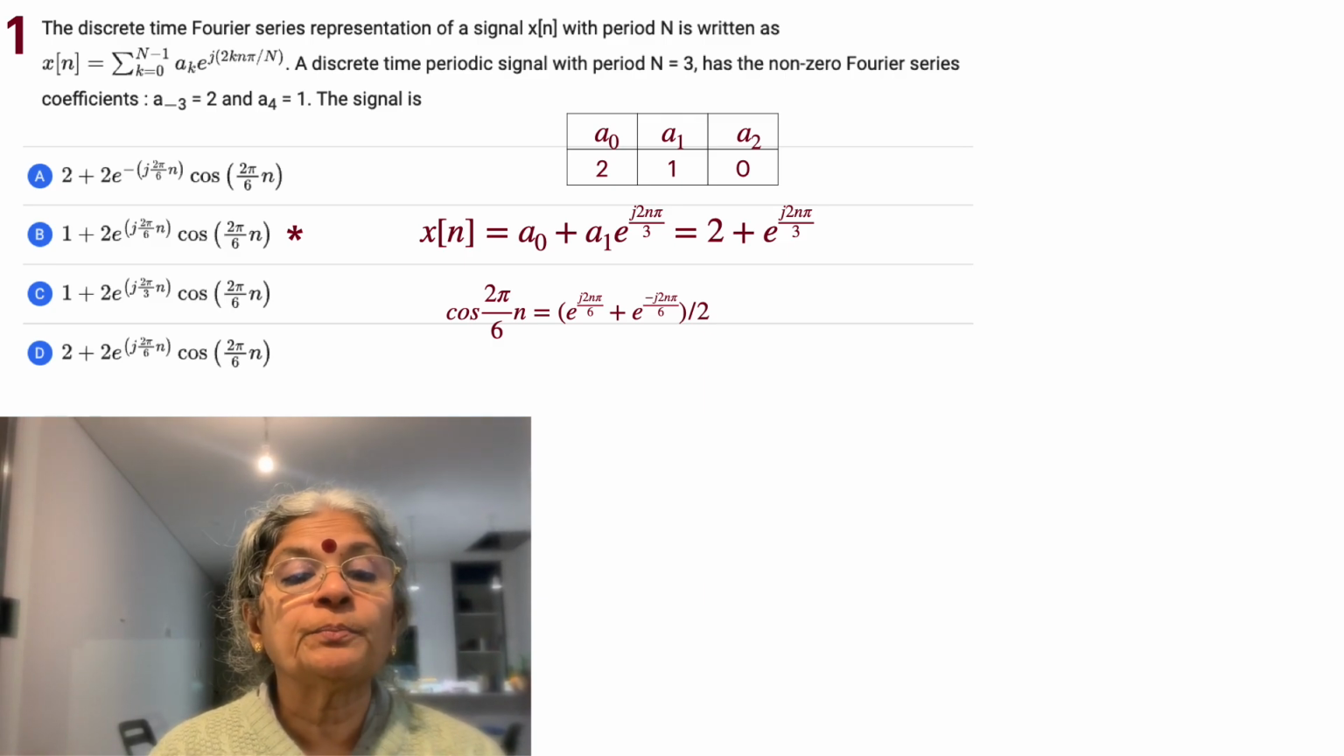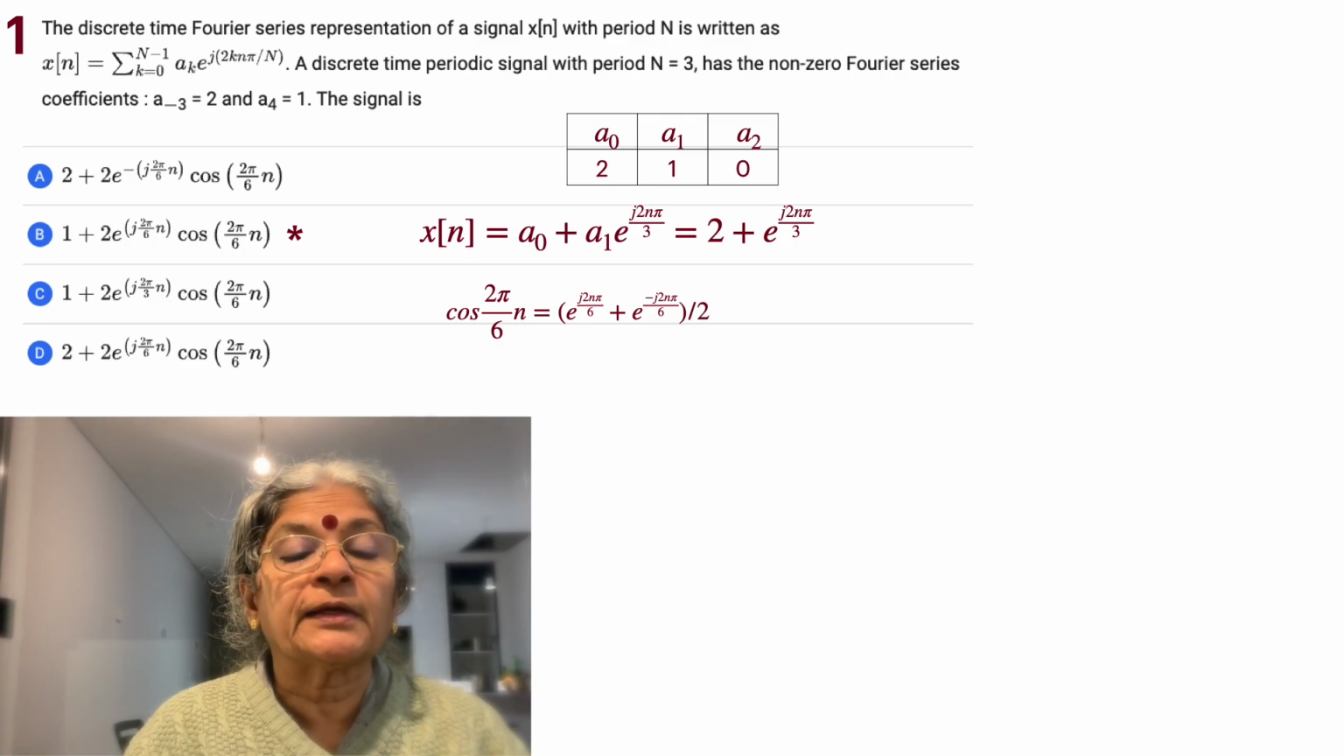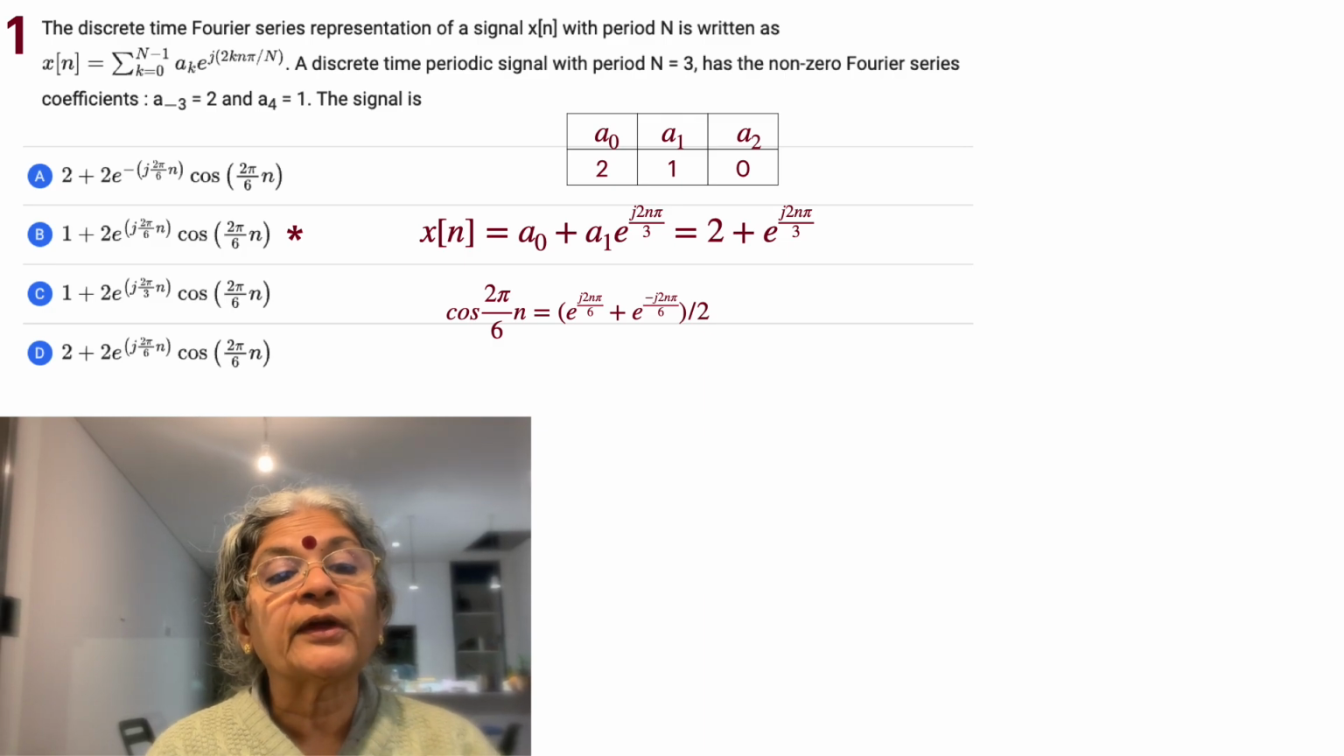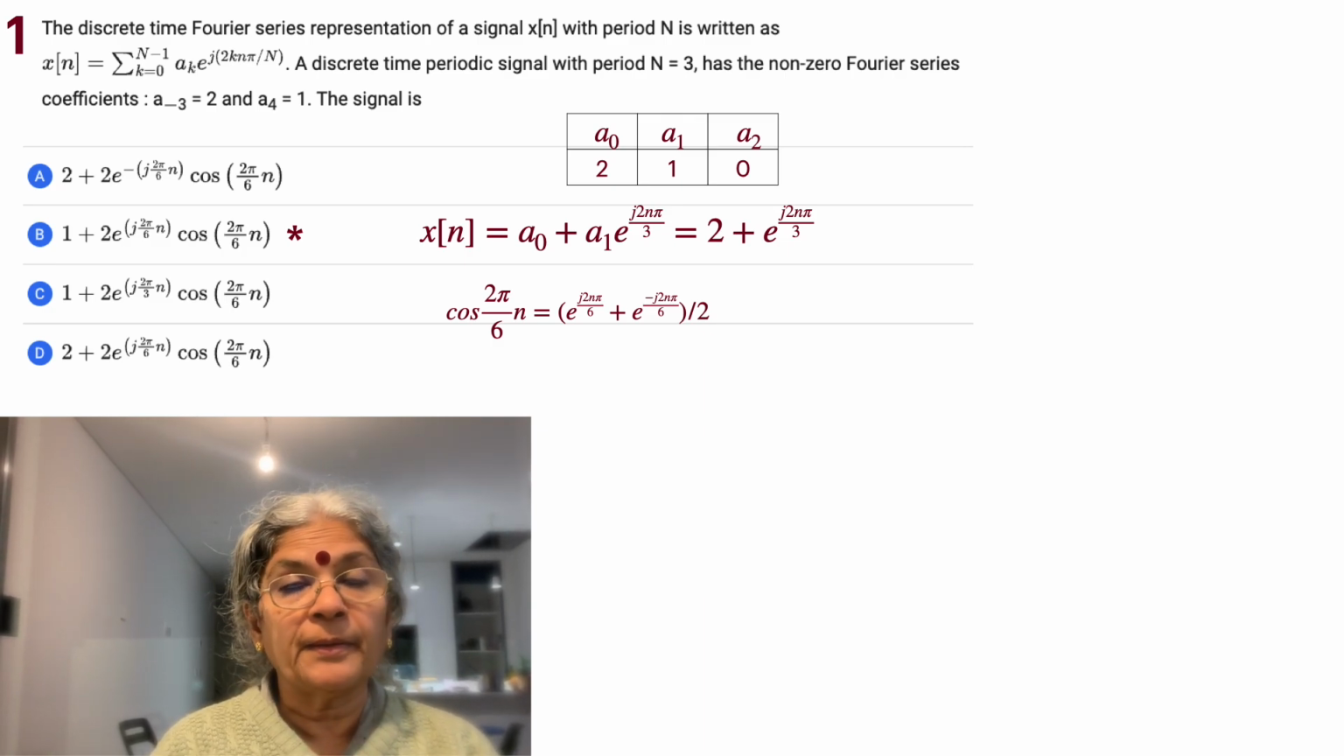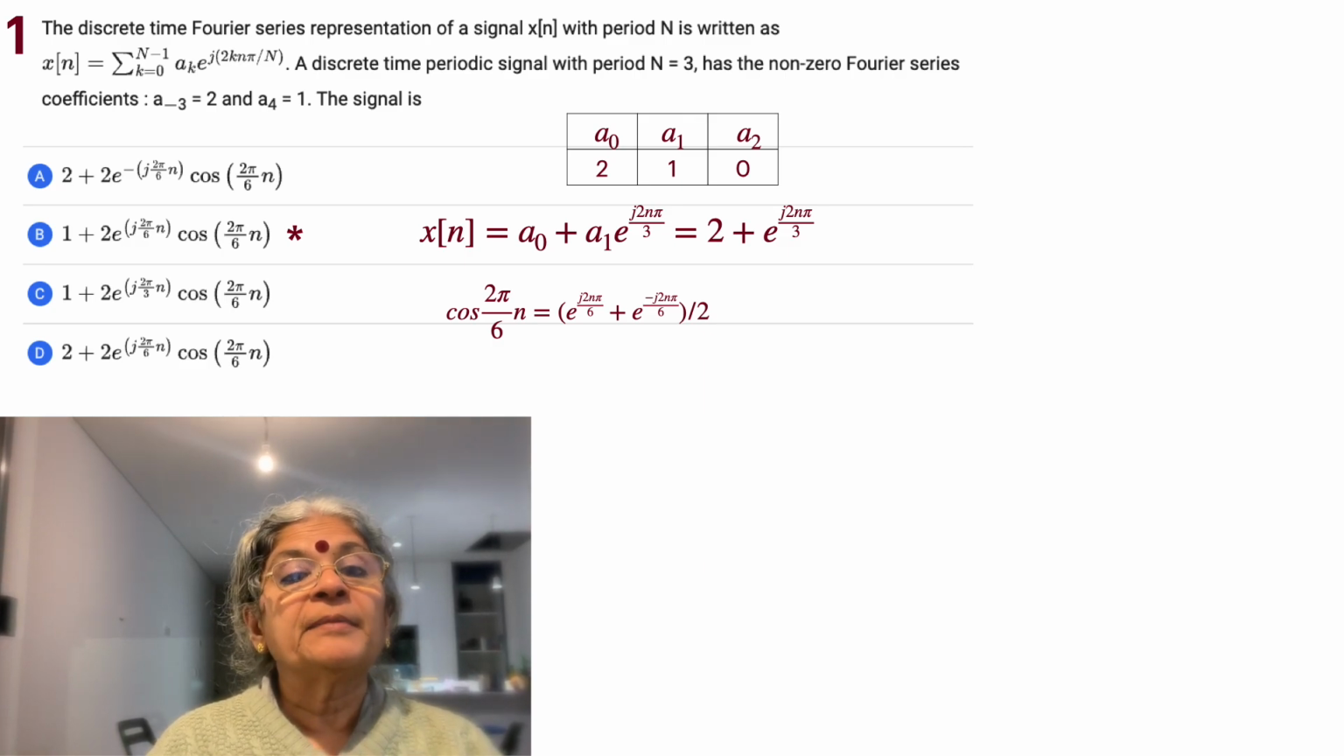So this cos 2 pi n by 6 we have not got in our series in our explanation. So what do we do? We try to find out what cos 2 pi n by 6 is. cos theta is e raised to j theta plus e raised to minus j theta, by 2. So cos 2 pi n by 6 is written as e raised to j 2 pi n by 6 plus e raised to minus j 2 pi n by 6, by 2.